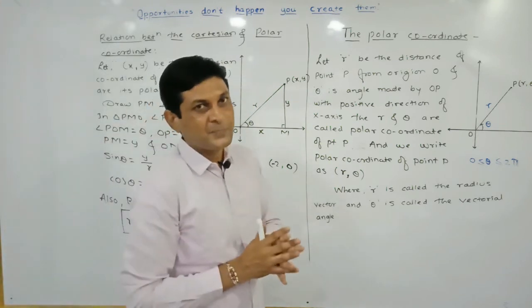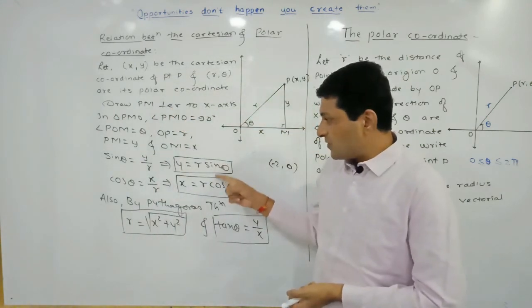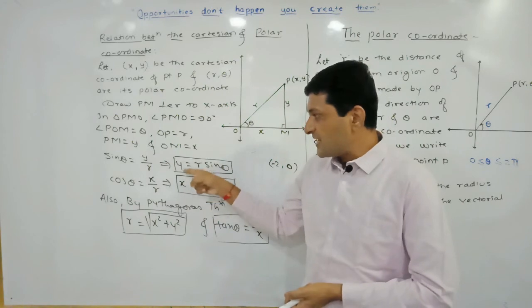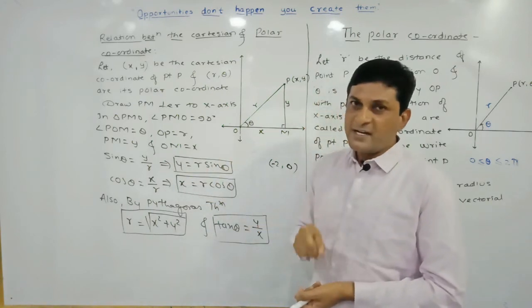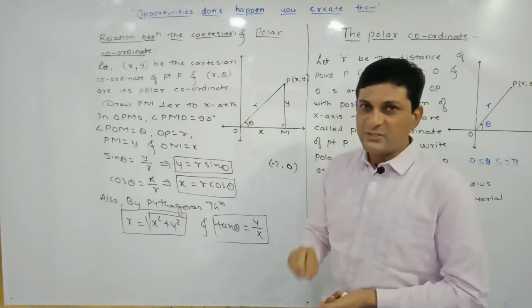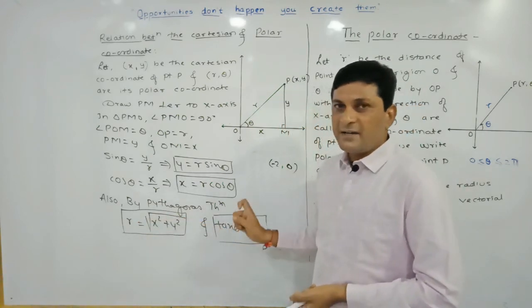Cartesian coordinate. In this way, if polar coordinates are given to us, this formula is applicable to find out x and y, means Cartesian coordinates. And if Cartesian coordinates are given to us, means x and y are given to us, these formulas are applicable to find out r and theta.